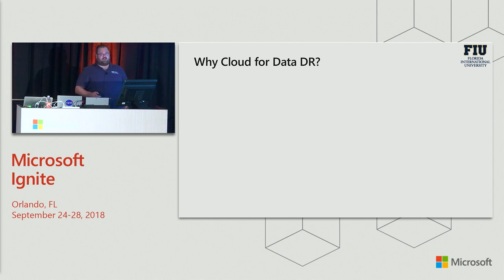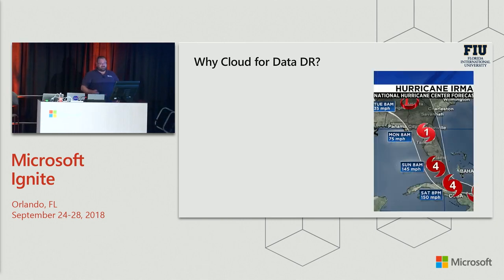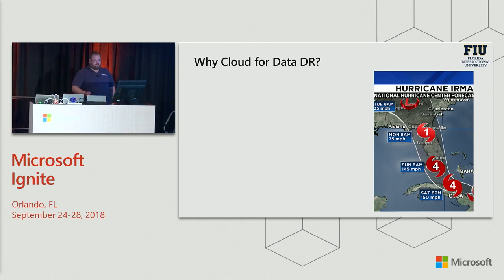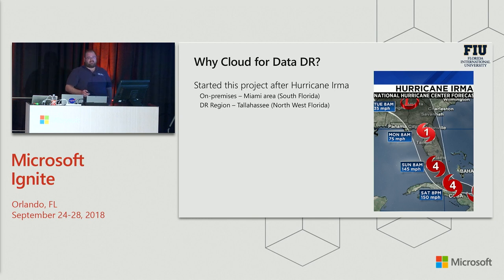So how many of you were here for Ignite last year? So a couple of you. So you may have realized, a little bit before Ignite last year, Hurricane Irma decided to visit Florida and go right through the entirety of the state. So this was a massive hurricane. It was scheduled to be a Category 5 when it made landfall, and it basically was bearing down on our university. So it went through our university and happened to go through our DR site in Tallahassee.